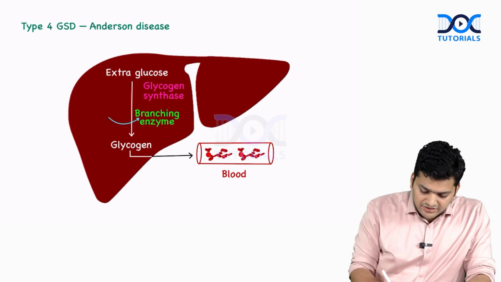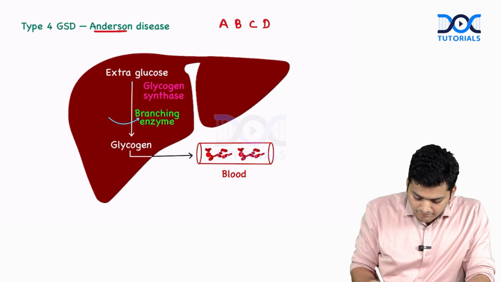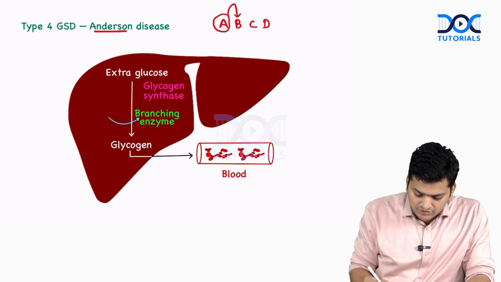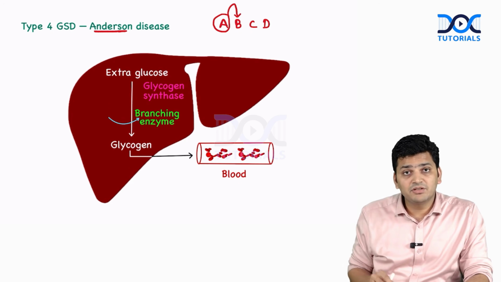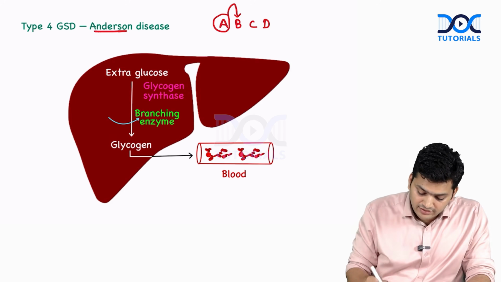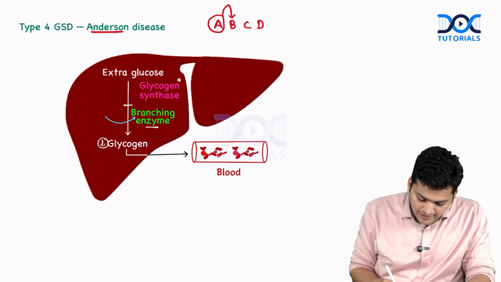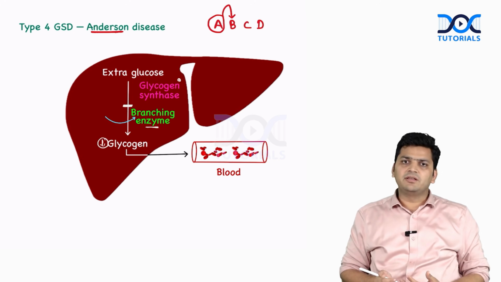The next is Anderson disease. For Anderson disease, the mnemonic was ABCD. Anderson is due to deficiency of the branching enzyme. Branching enzyme is utilized in which process? Glycogen synthesis or glycogen catabolism? Yes, it is during glycogen synthesis. So if the branching enzyme is not there, we will not be able to make the glycogen. The glycogen will be less, so overall glycogen synthesis will not happen.